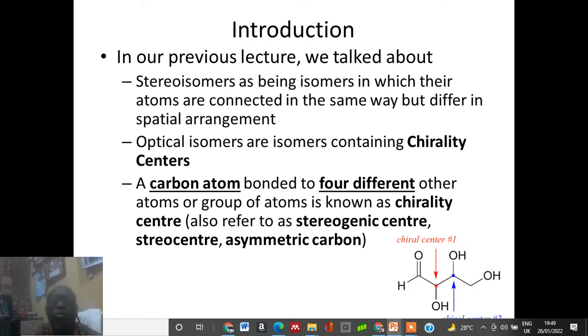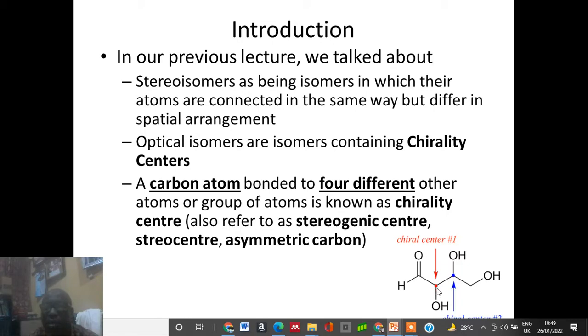In our previous lecture, we talked about stereoisomers as isomers in which the atoms are connected in the same way, but they differ in spatial arrangement, the way they are arranged in space. And we mentioned that optical isomers are isomers that contain chirality centers. And a chirality center is a carbon atom that is bonded to 4 different other atoms or group of atoms. Chirality center is also referred to as stereogenic center, stereocenter, or asymmetric carbon, as depicted in this diagram.